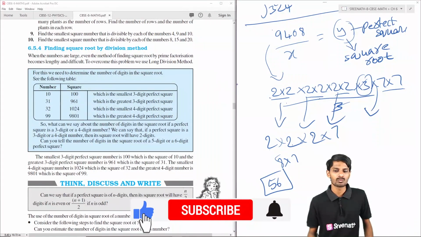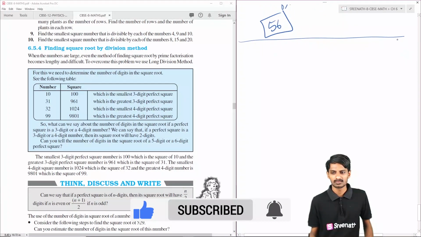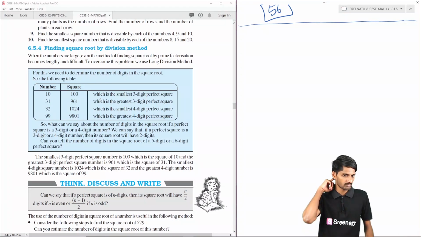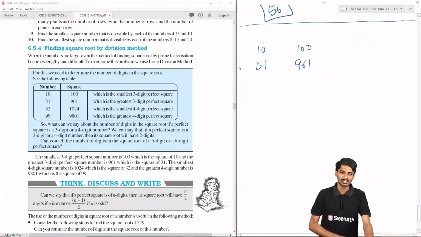So, finding square root by division method. There is another method that we are going to follow, students, which is nothing but the division method. How can we do this? First, if you see here, this is the number 10 and the square of it is 100, and 31, whose square is 961. So what is the significance of both these numbers?